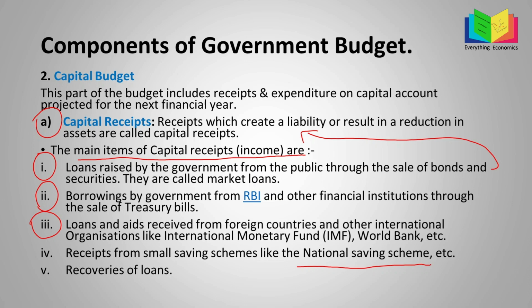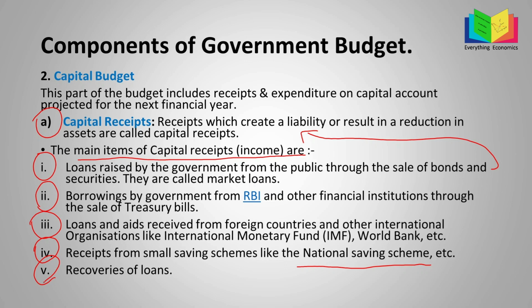And finally, we are talking about loans, right? On every one of the 4 points, a loan was included. And finally, recoveries of loans. In that case, the government also gives loans to other institutions and countries. So when the government receives that loan money back, that's also a capital receipt. So here we have 5 different components, 5 different items.